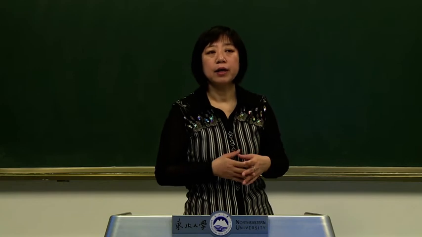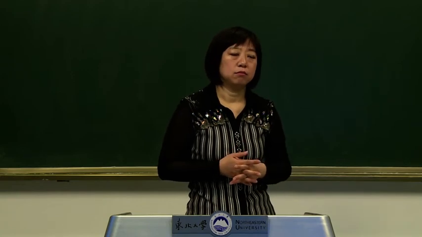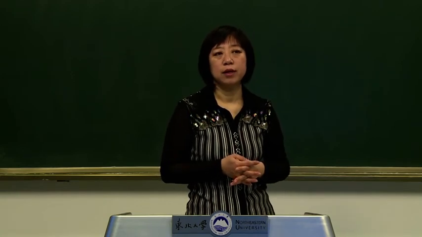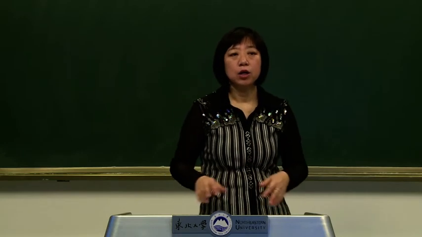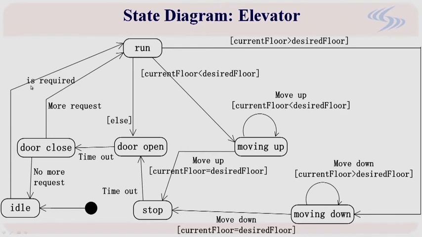Let's say the current floor is floor 1, but the desired floor is floor 7. So now the request comes from floor 7, and the current floor is 1. So this condition is satisfied: desired floor 7 is bigger than current floor 1. Then the elevator state is changed to moving up, and the event is move up the elevator.